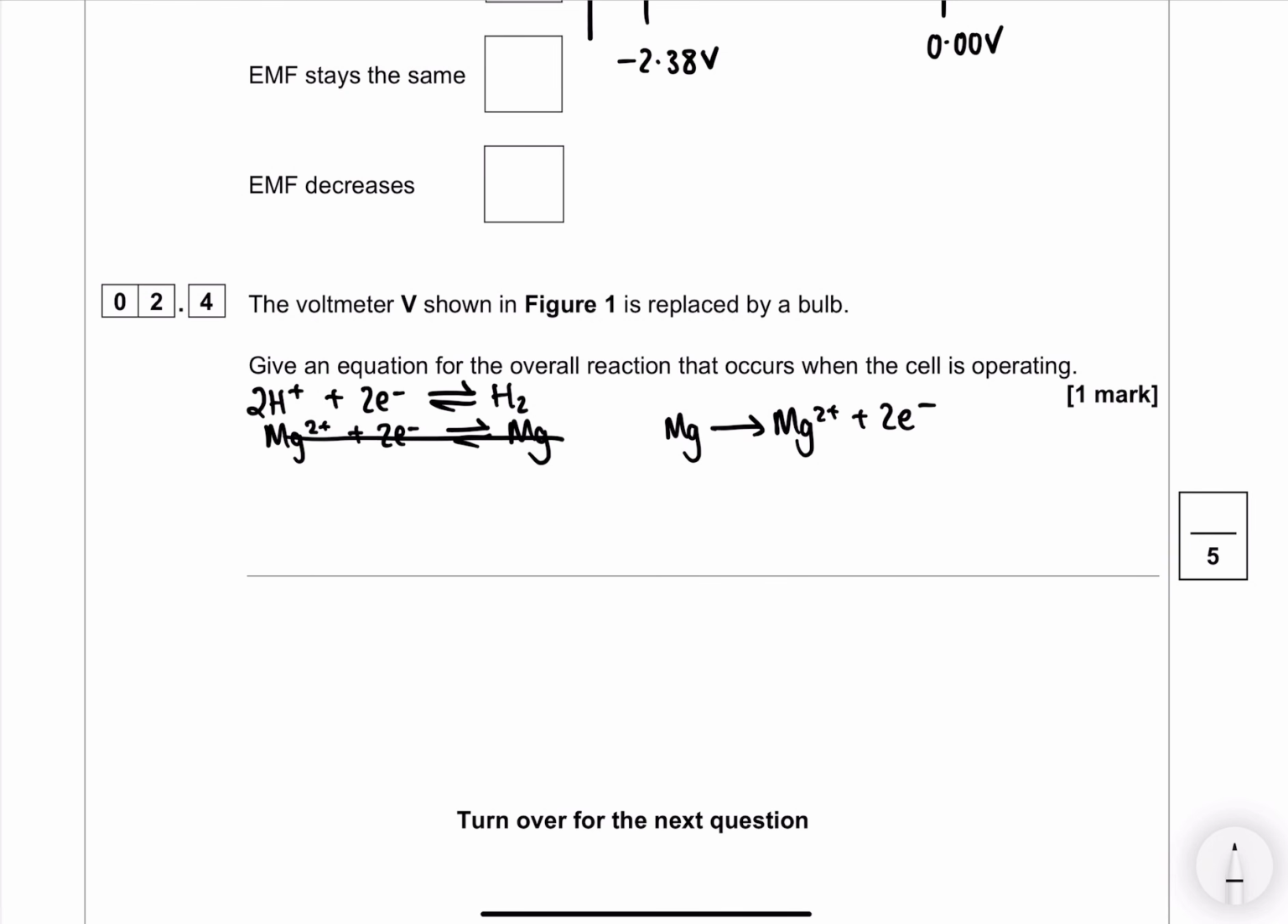So we can cross out this one because we've reversed it. So we've got Mg + 2H+ goes to Mg2+ + H2. And we can see that the charges balance and the atoms balance as well.